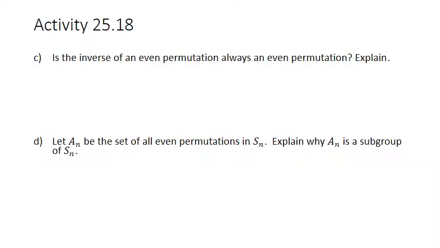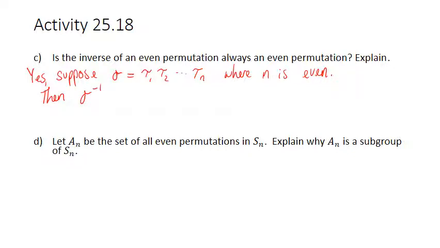Okay, let's look at part C. Is the inverse of an even permutation always an even permutation? So the answer here is yes, and I'll show you why. Suppose sigma equals, let's just call it again, tau 1, tau 2, dot dot dot, through tau n, where n is even. Then sigma inverse, the way you write the inverse when you have it in terms of transpositions, is you just reverse them all. So it's tau n, tau n minus 1, dot dot dot, up through tau 2, tau 1. I hope you can see that if you multiply sigma times sigma inverse in either order, you'll get cancellation starting from the middle and moving towards the outsides, because every transposition is going to cancel itself.